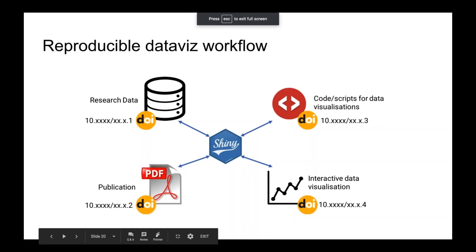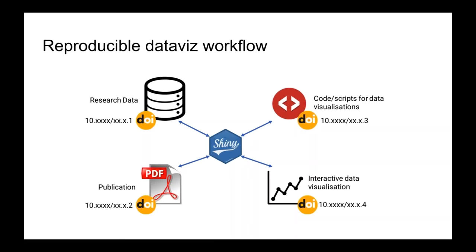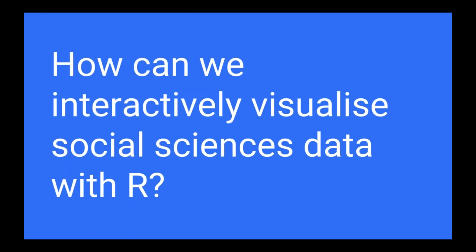So Shiny provides us a great tool for doing reproducible data visualizations because it allows us to pull data from a canonical data repository. So how can we interactively visualize social sciences data with R?